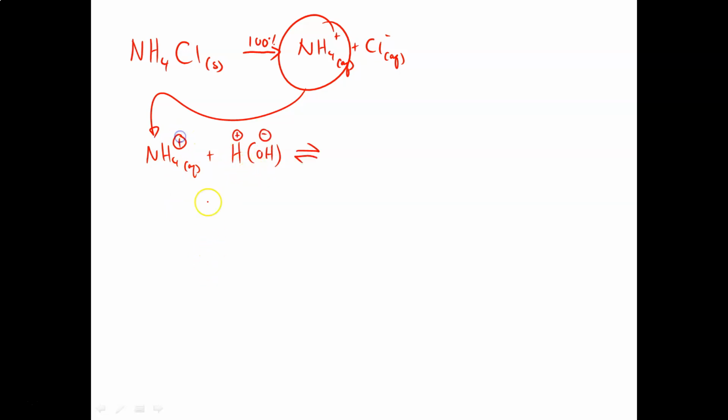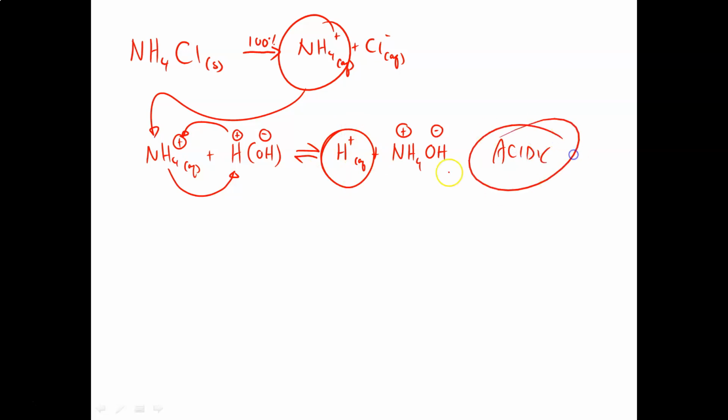So here we have an example of a single displacement reaction. The positive charges will switch places, and you'll have a hydrogen ion being released and ammonium hydroxide being created as well. So as you can see, the ammonium chloride salt doesn't release the hydrogen ion to make it more acidic. It's how it interacts with the water molecule and forces the water molecule to release the H plus ion. Now, because there's H plus ions floating around, the solution is considered to be acidic.